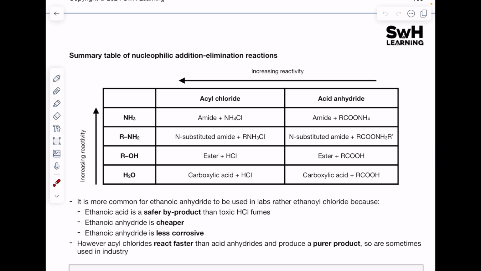When an alcohol is your nucleophile, you'll produce an ester and a carboxylic acid. For ammonia, you'll produce an amide. And then lastly, your N-substituted amide will be your product when you have an amine nucleophile.